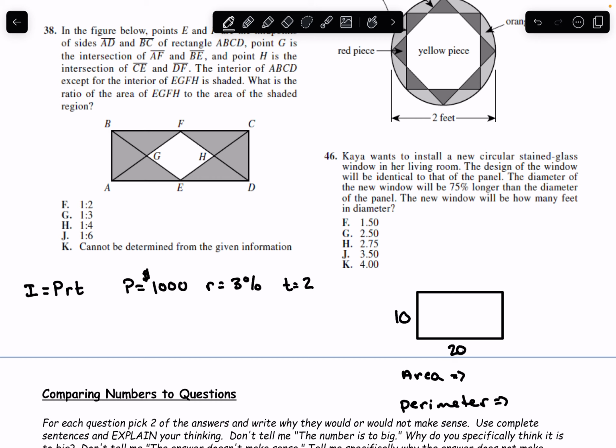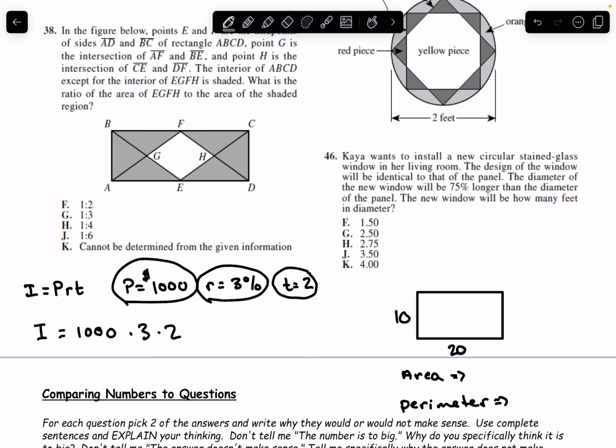So if I put $1,000 in the bank, that's called my principal. That's right here. That's P. And I earn 3%. That means they give me 3% of my money I earn back as interest. And I want to know how much interest I'm going to earn in 2 years. So if I plug these numbers in, I equals 1,000 times 3 times 2, and I end up with 1,000 times 3 is 3,000. 3,000 times 2 is 6,000.